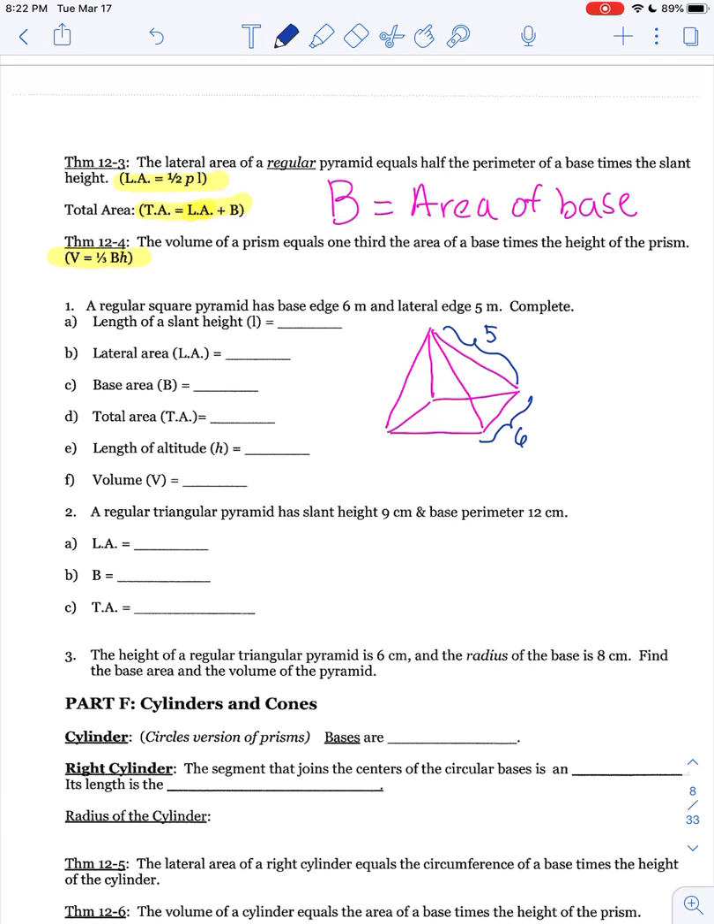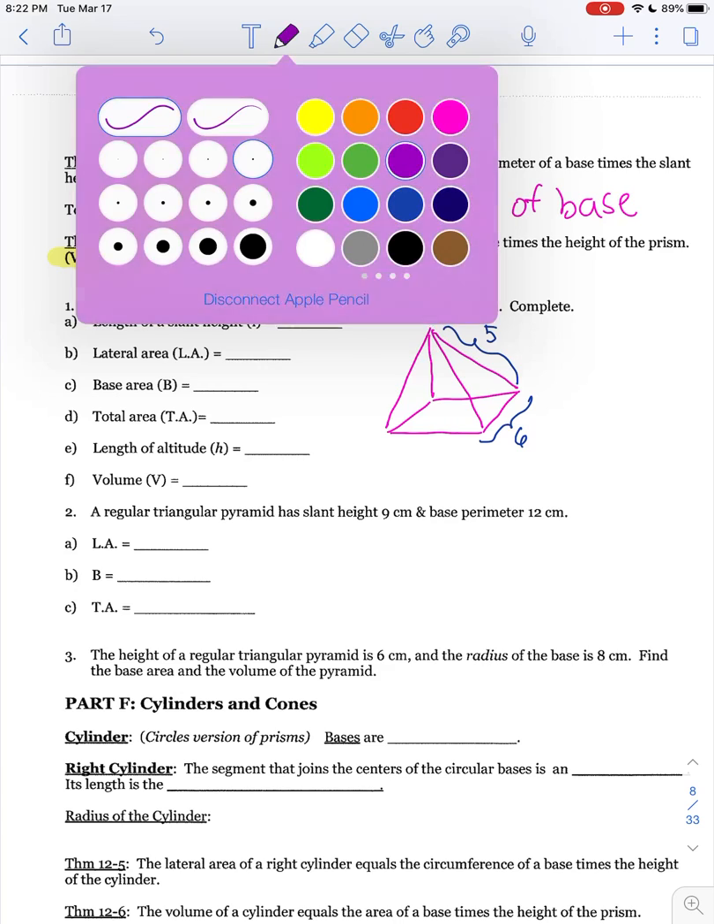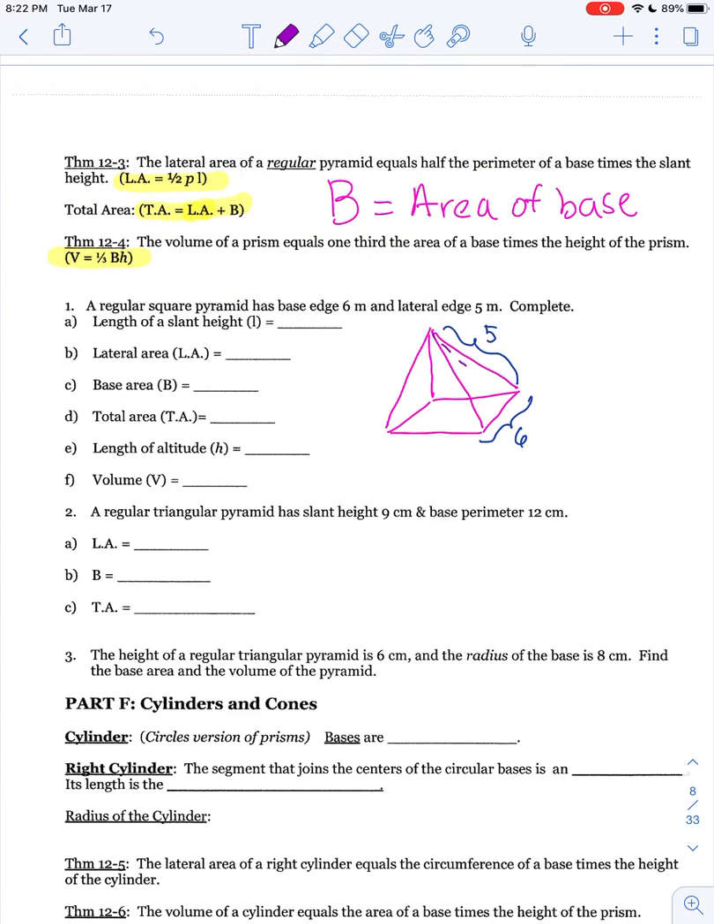So if I go ahead and draw the slant height in, the slant height is this value here. And the slant height, remember, when you drop the slant height down, it divides one of your lateral faces into two congruent triangles. So this happens to be 3 in this picture. Okay, so if we know that that's 3, we can use the Pythagorean theorem to figure out that the slant height therefore must be equal to 4. And we note that the units of measure is m.